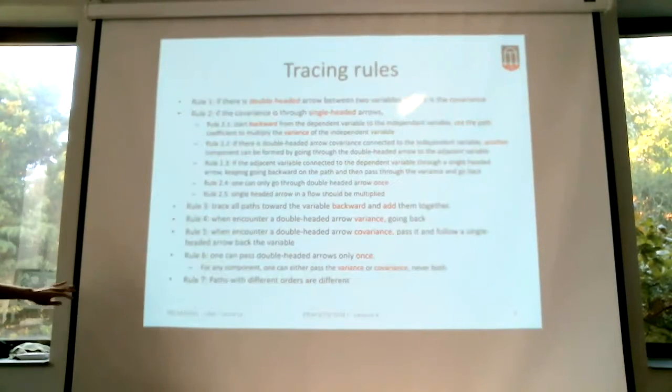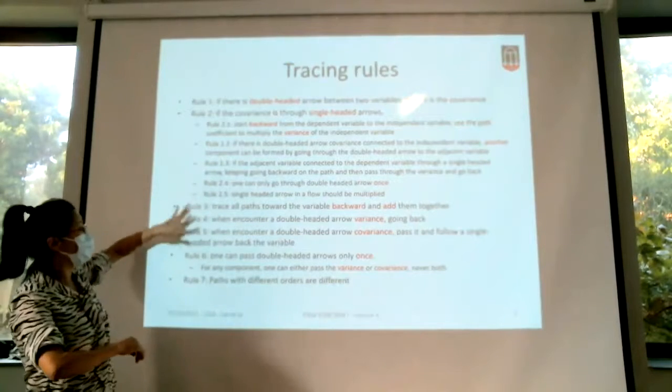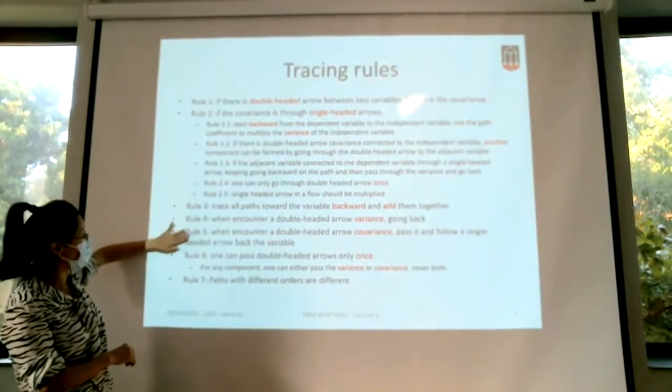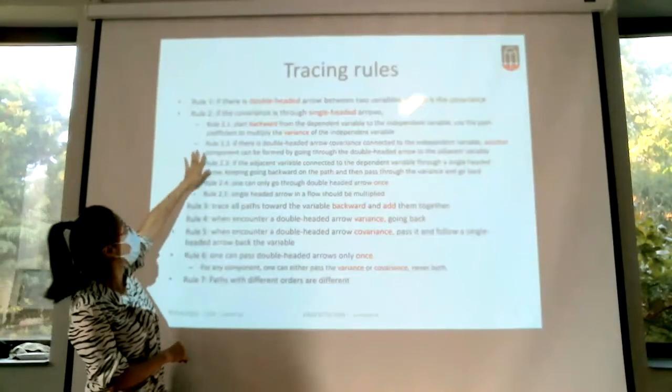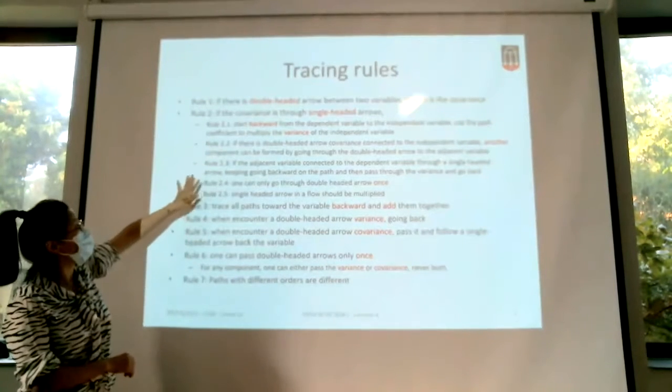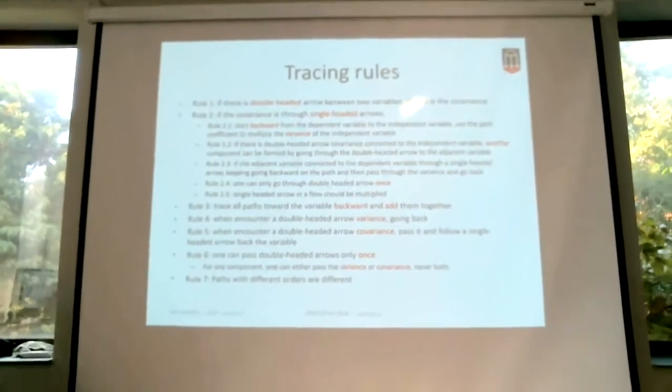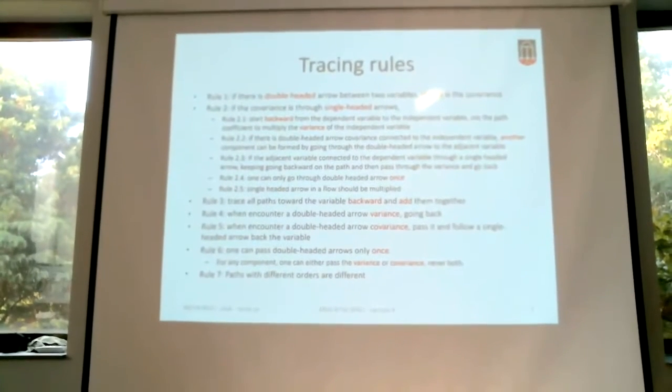Generally, I summarize all these rules here. It looks like there are a lot. We have rules 1, 2, 3, 4, 5, 6, 7, and inside rule 2, we have 2.1, 2.2, 2.3, 2.4, 2.5. Now let's look at each of them one by one.